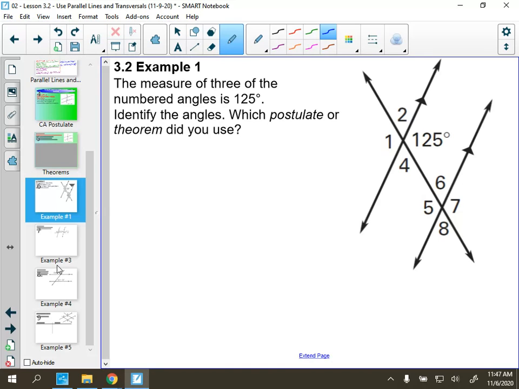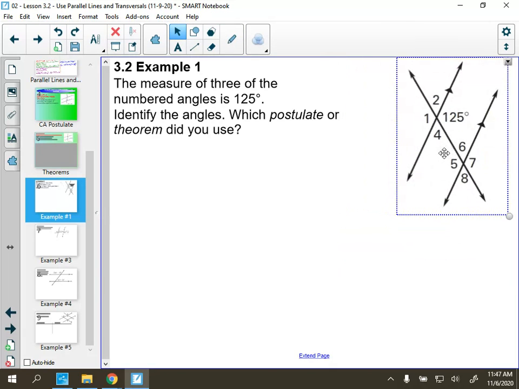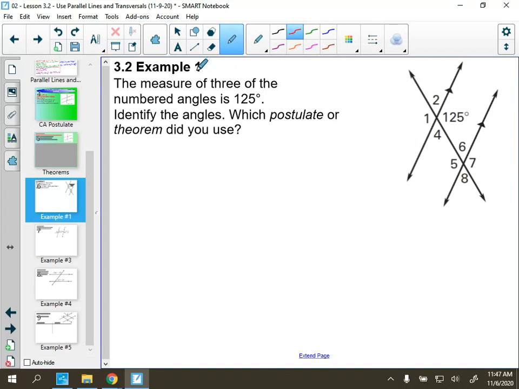Follow along. Make sure you're doing the same thing. Add these to your notebook. I'm actually going to shrink this. This is too big. You guys can see fine. All right, give me a little more room to work. So here we go. It says the measure of 3 of the numbered angles is 125. So I've got 1, 2, 4, 6, 7, 8. It's kind of using the same picture.